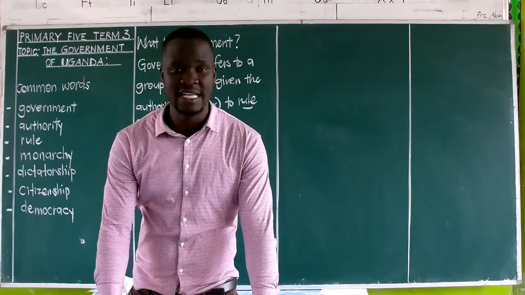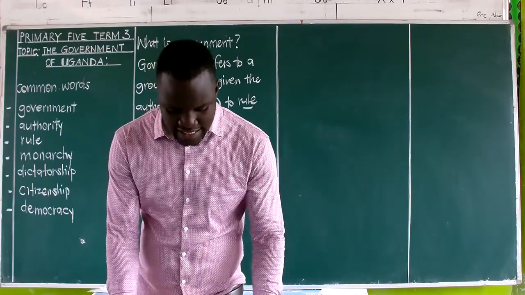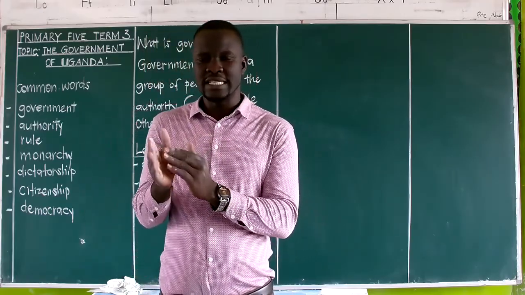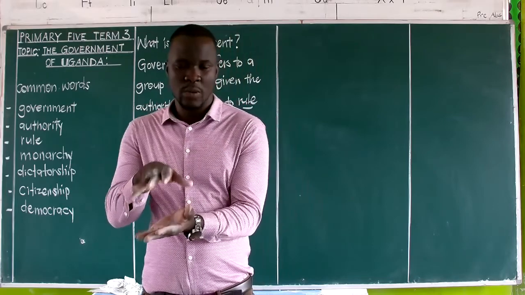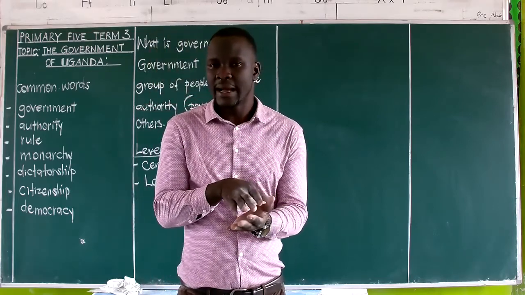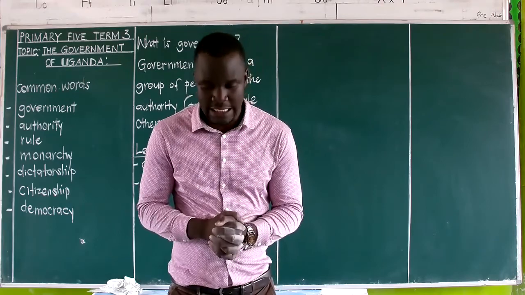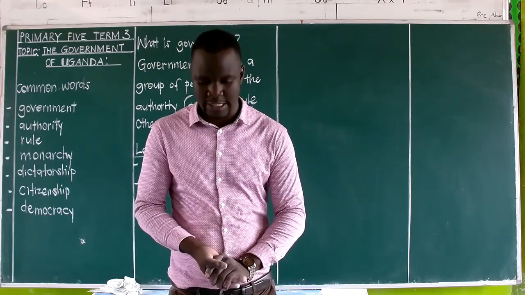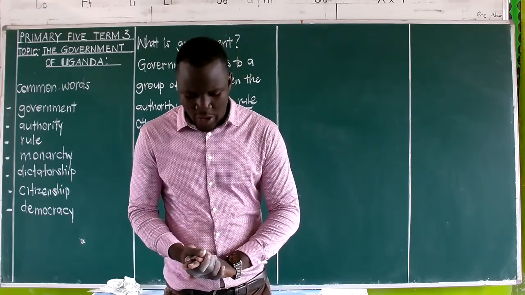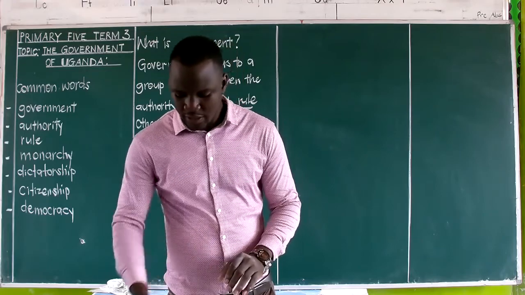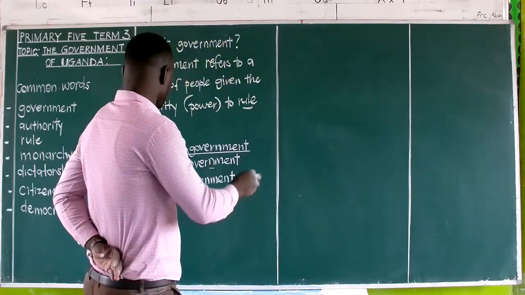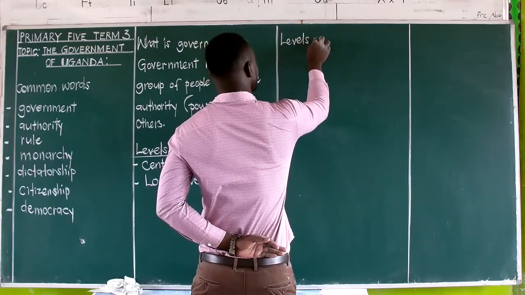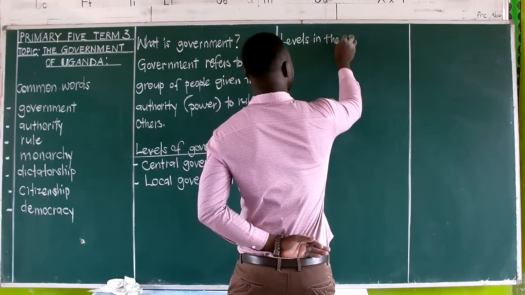Those are the differences that we have on page 41. It also gives us the administrative breakdown of the local council, or of the local government. That's why we have that table saying levels of the local government. In our workbooks, we have the local council 5. These are the levels in the local government.